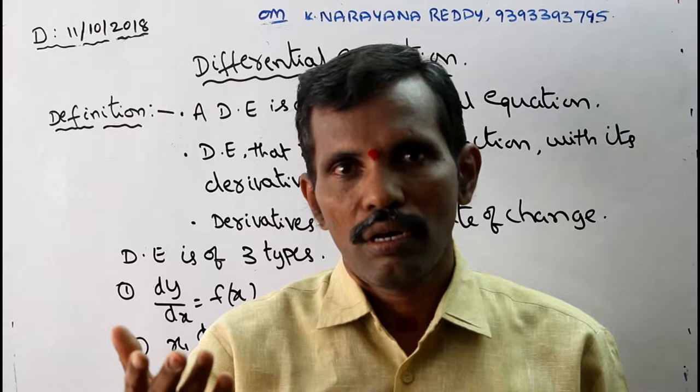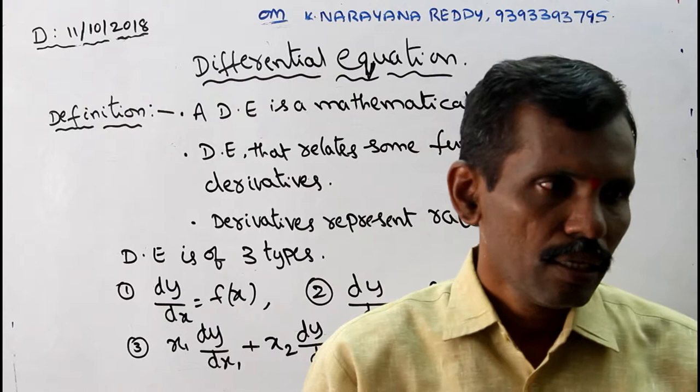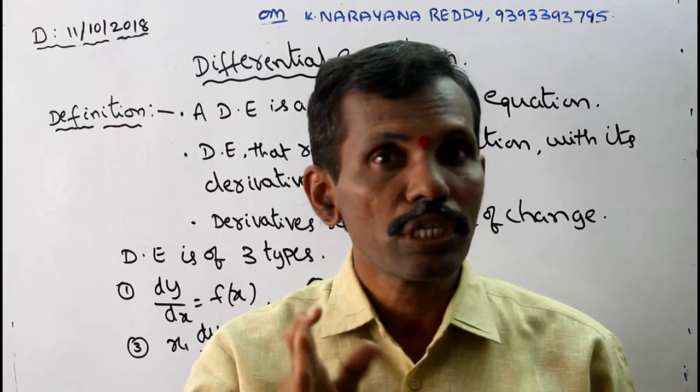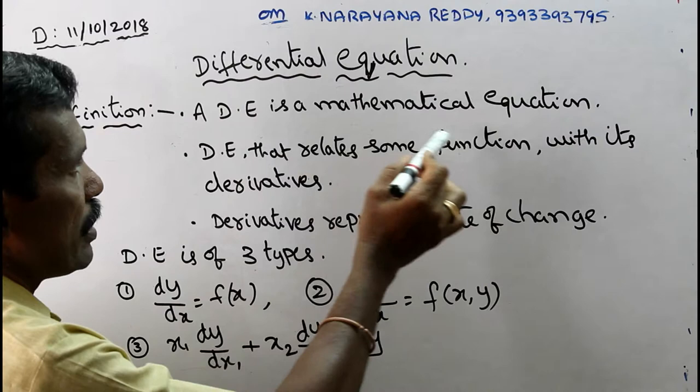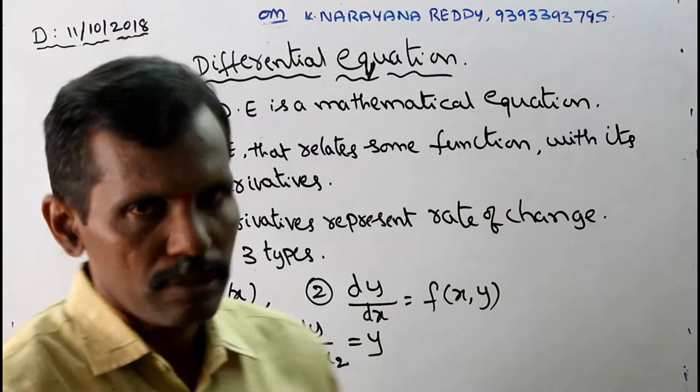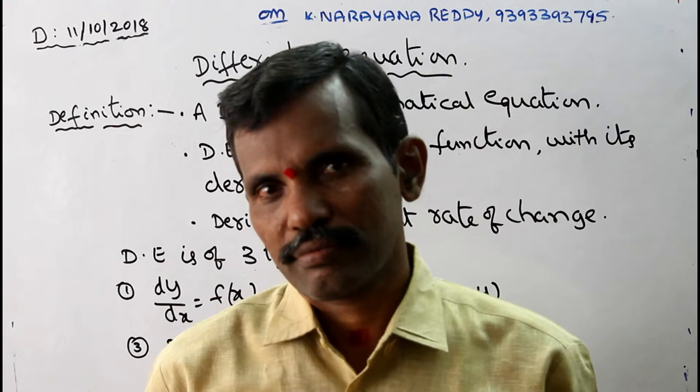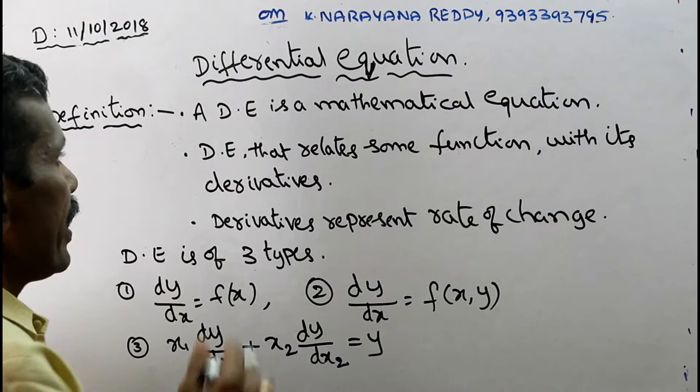So this differential equation contains derivatives, and those derivatives are changing step by step. Okay, first of all, you can see the differential equation definition. A differential equation is a mathematical equation. So DE is a mathematical equation. That's all. Yes or not? What is a mathematical equation? It's not about calculation. Yes or not?